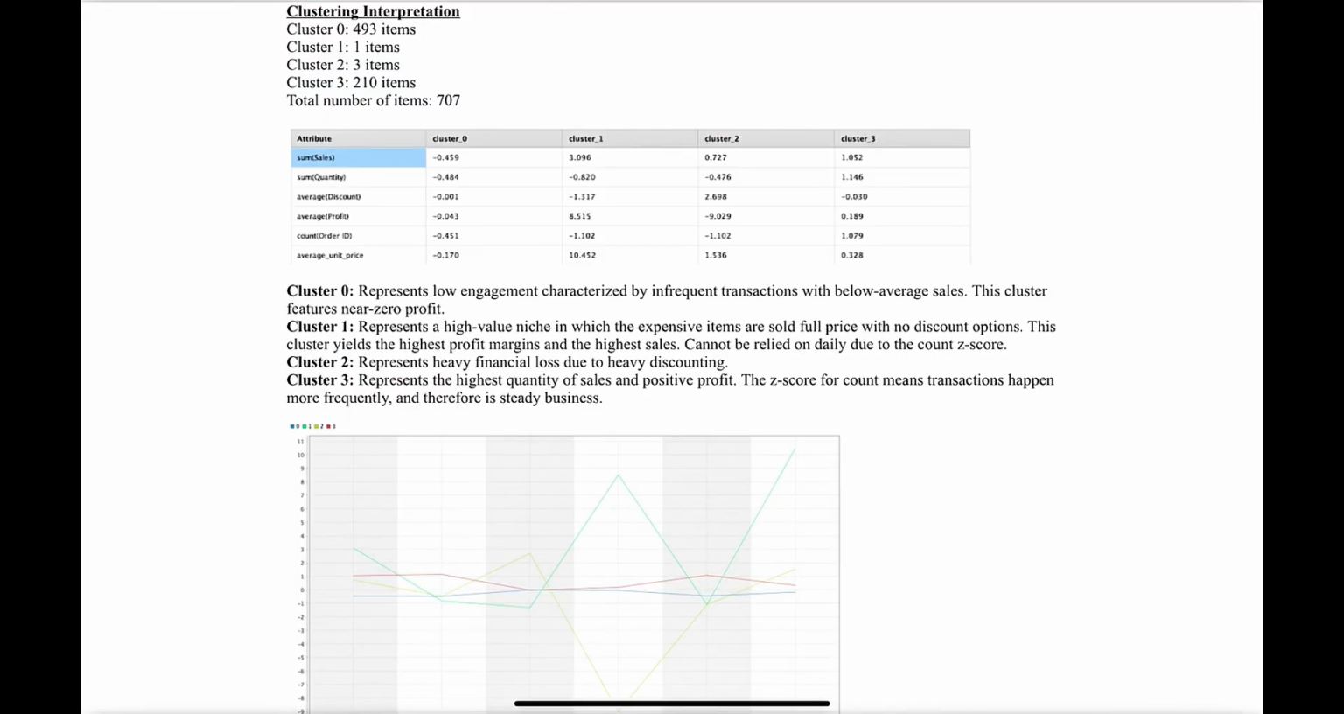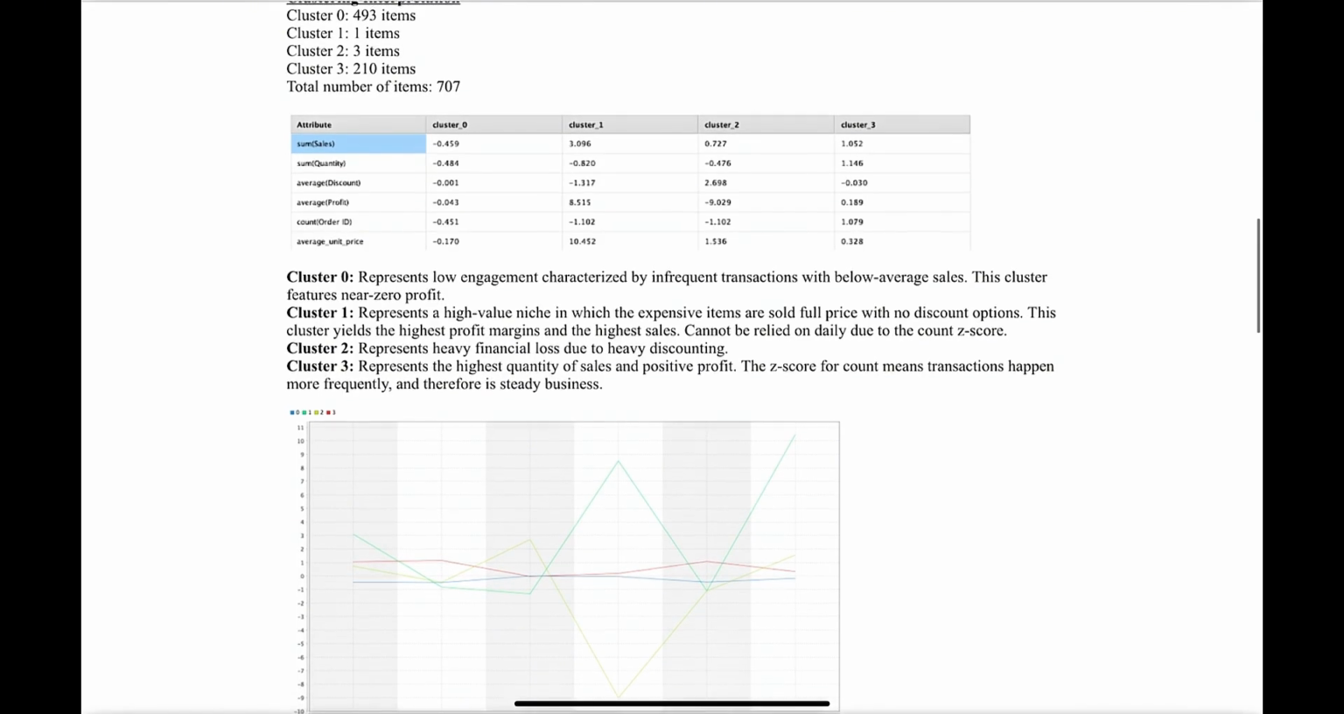Professor. So I am doing the interpretation for clustering. We chose to do a k-means clustering model, and we applied it to furniture sales data. We're comparing a global data set of about 2,000 records to a subset of 707, as we can see here. Cluster 0 features 493 items, Cluster 1 features 1 item, Cluster 2 is 3 items, Cluster 3 is 210 items for a total of 707.